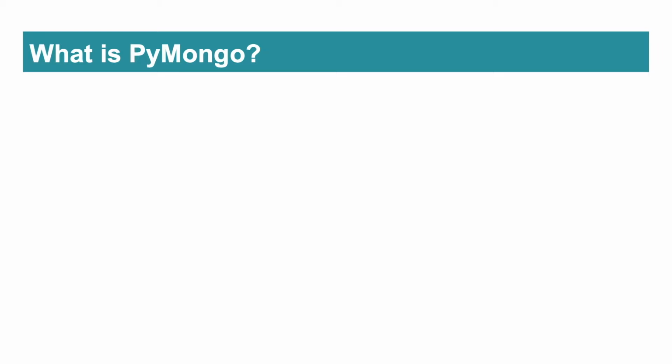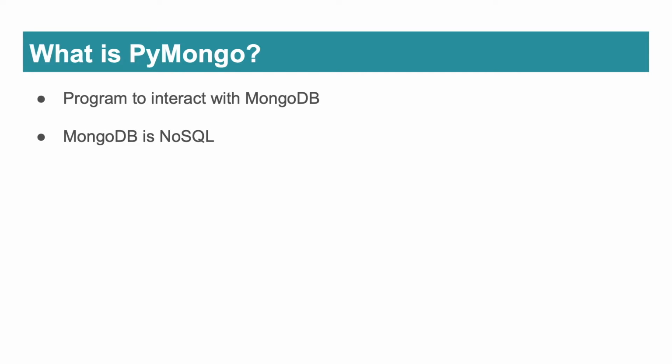PyMongo is a program to interact with MongoDB. As you all know, MongoDB is NoSQL. And if you're here, I'm assuming you already have MongoDB installed. If not, go to their official website and download the community server and also MongoDB Compass. Compass gives you a GUI to manage MongoDB, so it's much better to manage MongoDB using MongoDB Compass. So once that is done, come back to the tutorial.